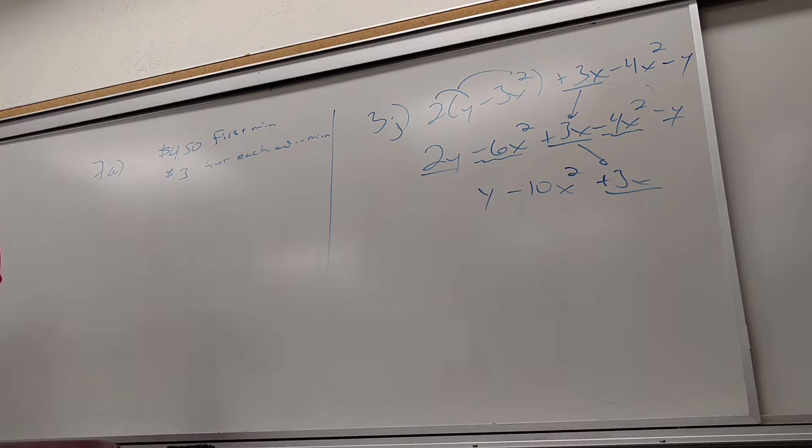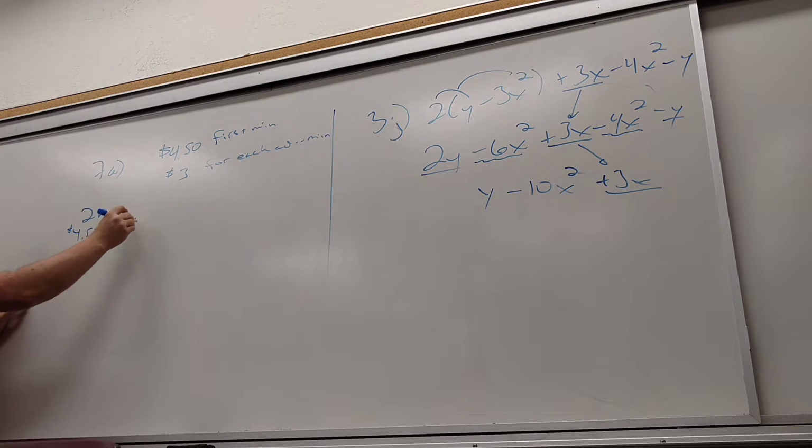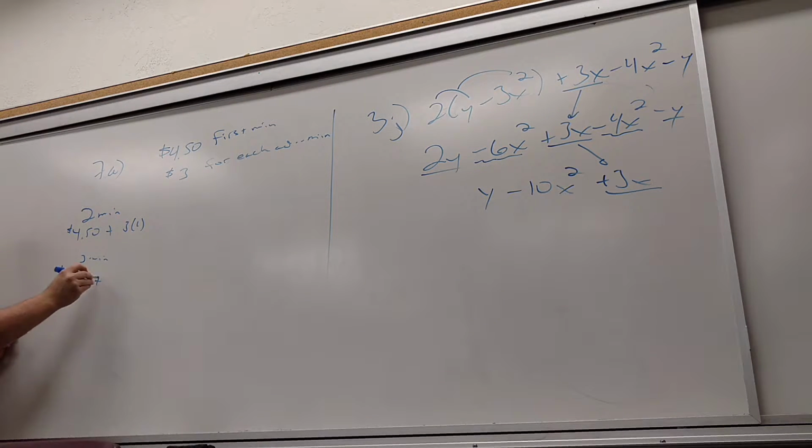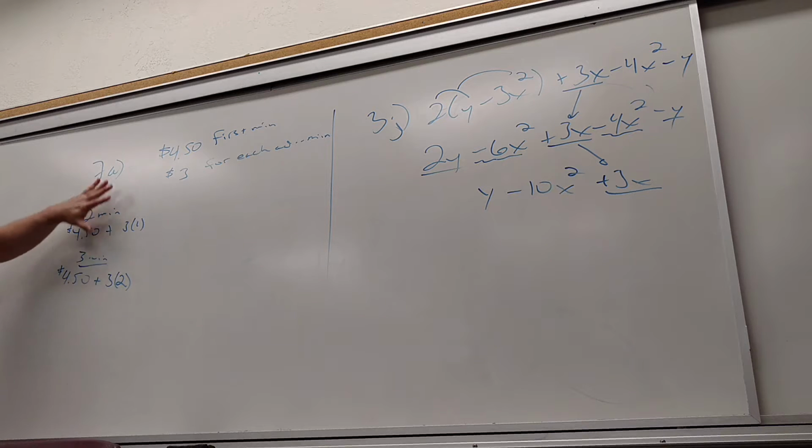So what if I talk for 3 minutes? For 2 minutes, it's $4.50 plus 3 times 1. What about if it was 3 minutes? It'd be $4.50 for the first minute plus how many additional minutes did you talk for? 2 extra minutes, so it'll be 3 times 2. I'm just making sure I understand the problem.